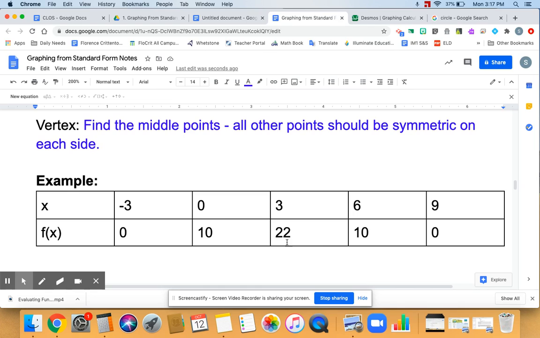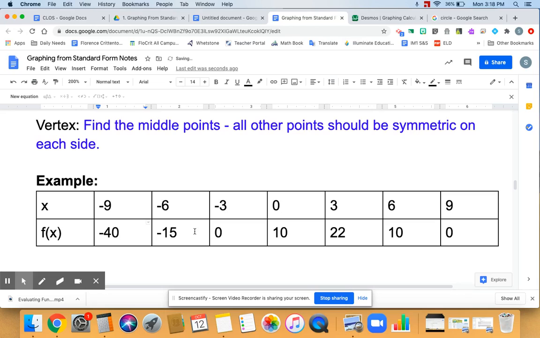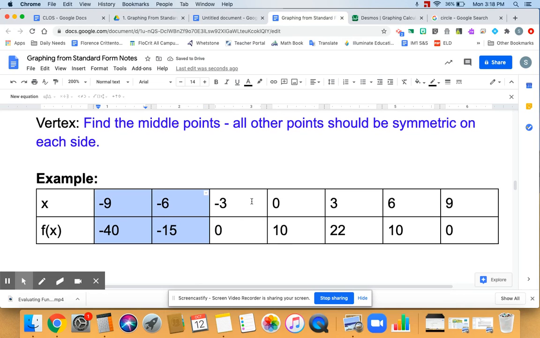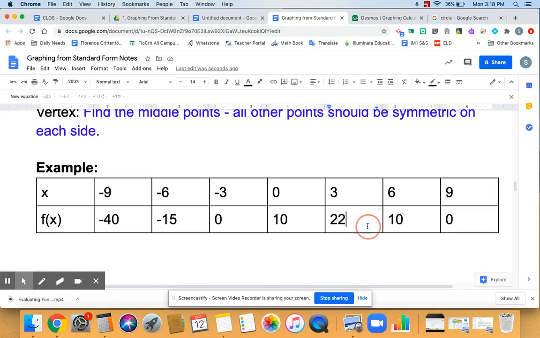So if I look here, here's 0, here's 10, here's 22, and then the next one's 10 again, which means this one right here is my middle point. This time it just happens to be in the middle, but it might not always be the one that's actually in the middle of the table. Like for example, I could have very much added these 2 points into this table, and still this is my middle point, because for the y's, it goes -40, -15, 0, 10, 22, and now back to 10.